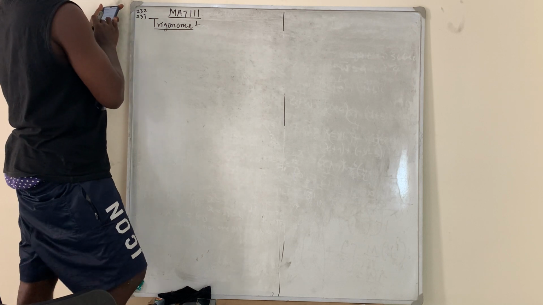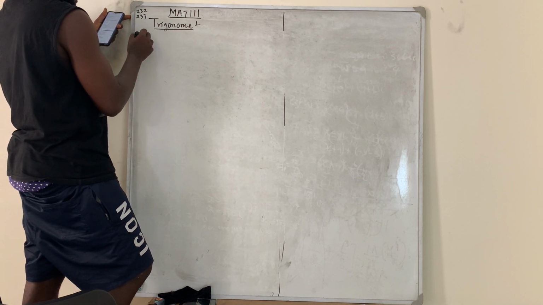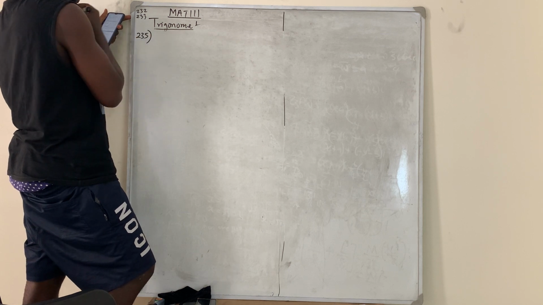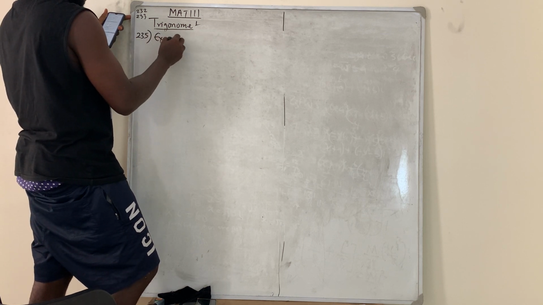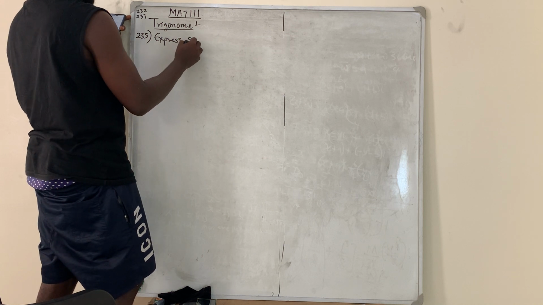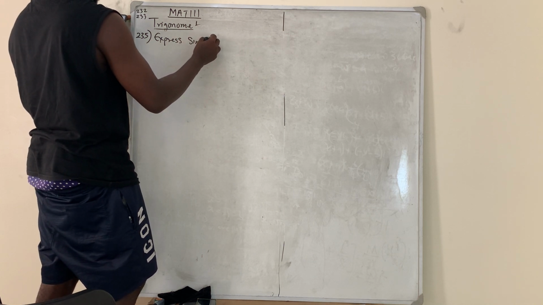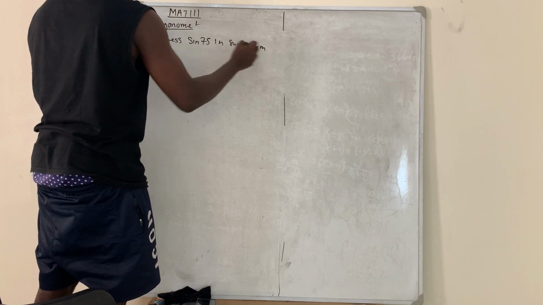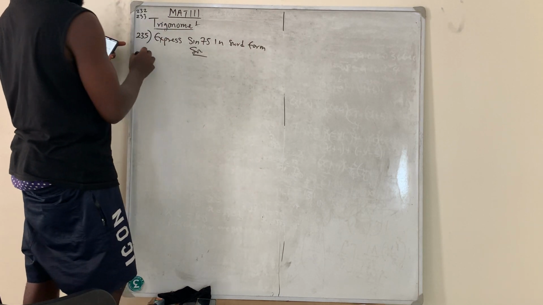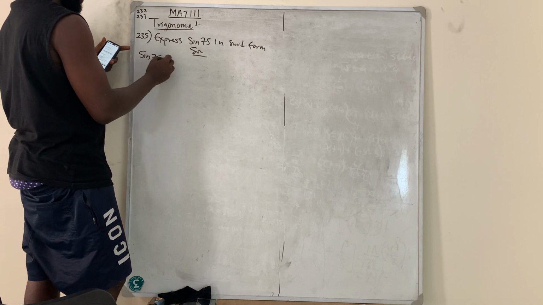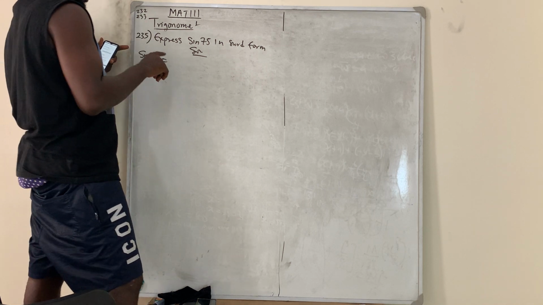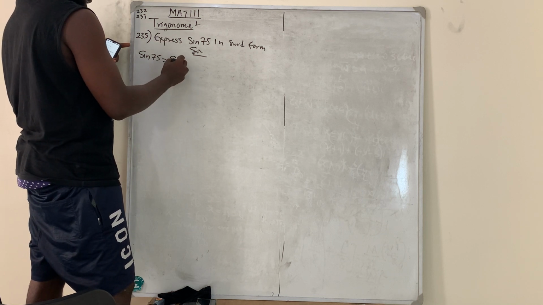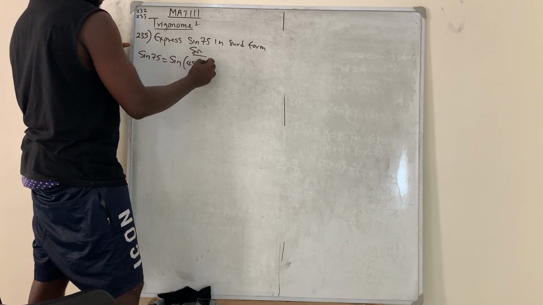So the next question is question number 235. 235, we said express sine 75 in surd form. Okay, solution. This is very, very simple. Sine 75 is equal to, which two special angles can give you 75? It is 45 and 30. So I have sine of 45 plus 30.